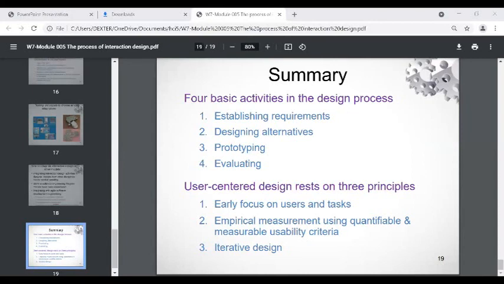Again, you discover requirements, design alternatives that meet requirements, and prototype designs so that they can be communicated, assessed, and evaluated. User-centered design rests on three principles: early focus on users and tasks, empirical measurement, and iterative design. These principles are also key for interaction design.